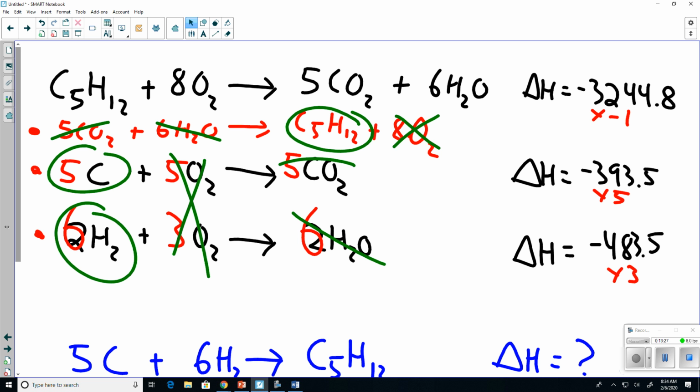So I would take the 3,244.8, because I multiplied by -1, and I would add it to 5 times the negative 393.5. And I would add that to the negative 483.5 times 3.